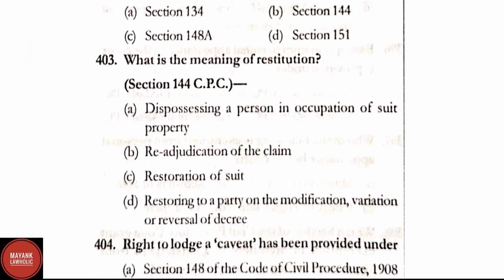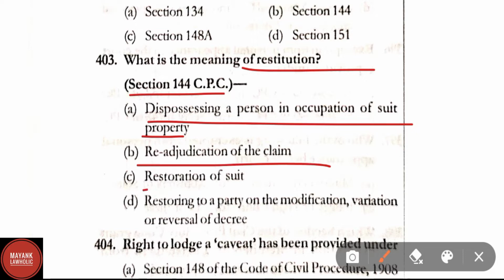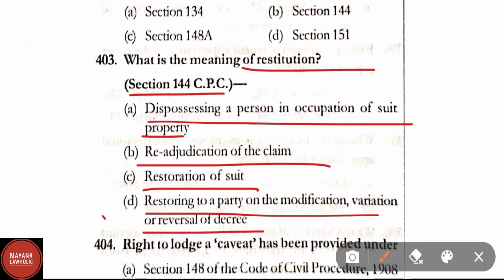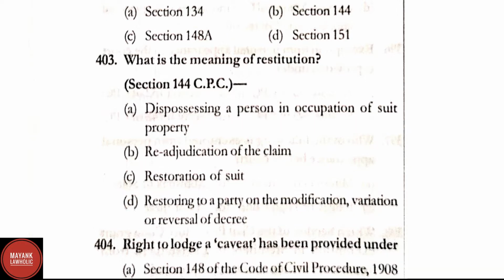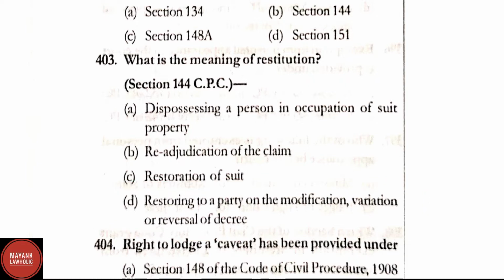Question number 403. What is the meaning of restitution? That is section 144 CPC. Here the options are: option A, dispossessing a person in occupation of suit property; option B, re-adjudication of the claim; option C, restoration of suit; and option D, restoring to a party on the modification, variation or reversal of decree. Here the correct answer is option D, that is restoring to a party on the modification, variation or reversal of decree is known as restitution under section 144 of CPC.